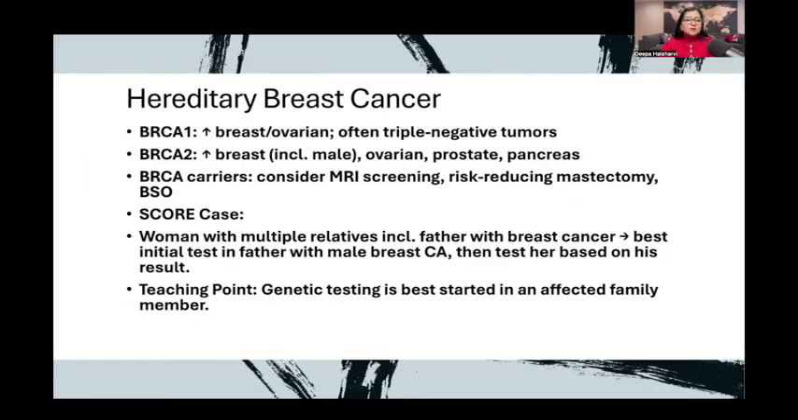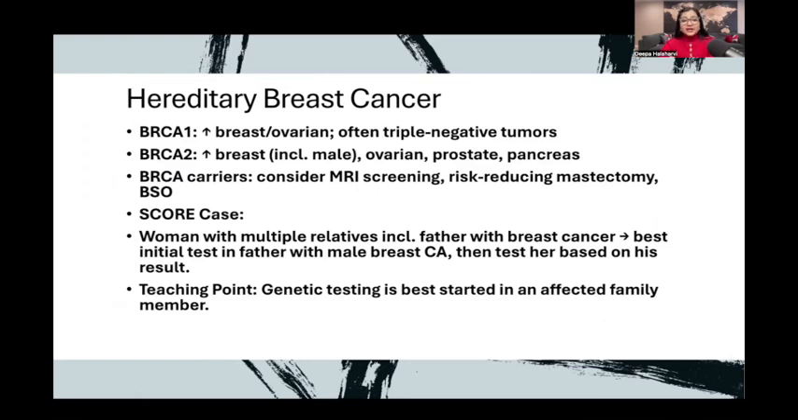Hereditary breast cancer. We mostly talk about BRCA1 and BRCA2. They're both around 70-ish% risk of developing breast cancer, about 40% risk of developing ovarian cancer, and often triple negative breast cancers. BRCA2 is not just breast, but also ovarian, prostate, and pancreas, as well as risk of male breast cancer.